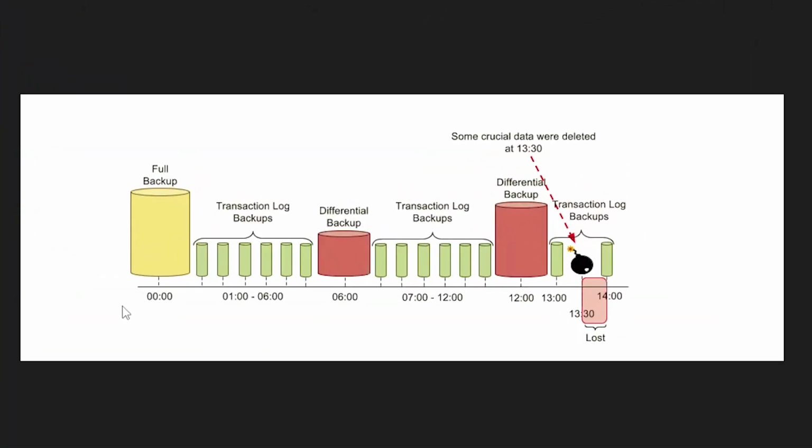So this is the diagram. We have the full backup, the incremental or transactional log backup, and then the differential backup. So there are three types of backup. We must have a full backup. Remember that you must have a full backup. Let me explain what I mean by that.